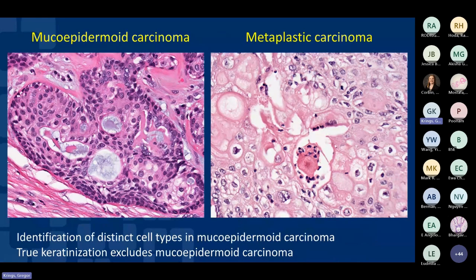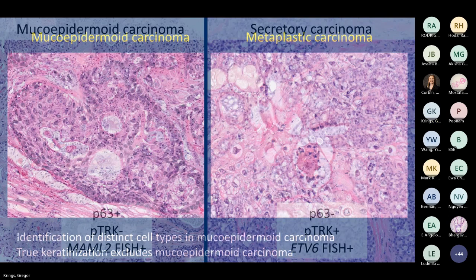A very important differential consideration is metaplastic carcinoma, especially with squamous differentiation. Again, true keratinization should never be seen in mucoepidermoid carcinoma and essentially excludes that diagnosis. And of course, if you can identify the different cell types, that can be very helpful.